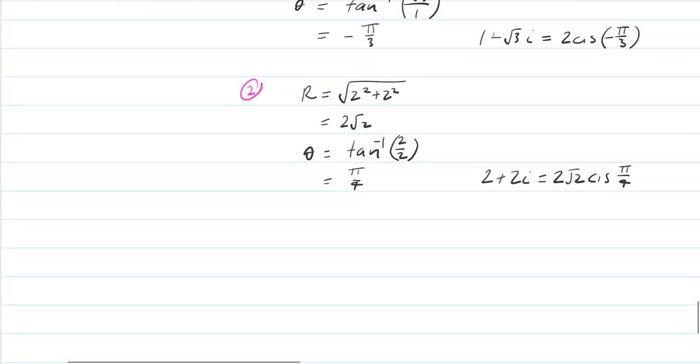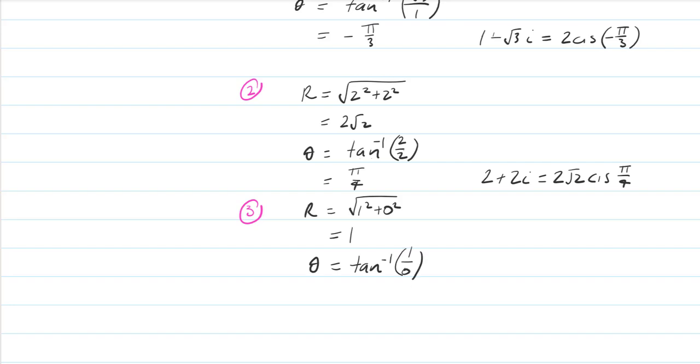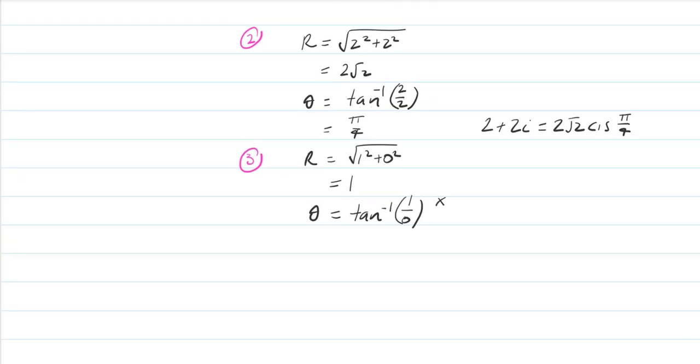And the third one's a bit trickier. We've got to be a little bit more intuitive with the third one, because we're dealing with i. So firstly, r is equal to the square root of 1 squared plus 0 squared, which just equals 1. But theta is equal to tan inverse of 1 over 0. And that doesn't work very well, because 1 over 0 obviously blows up in our face when we put it in our calculator. So it turns out this is actually one of our asymptotes for the tan graph.